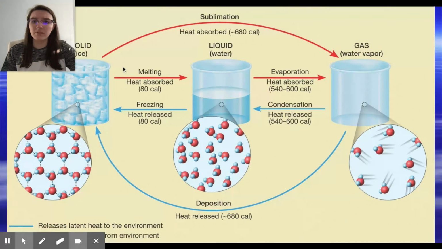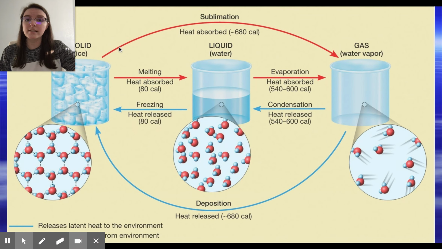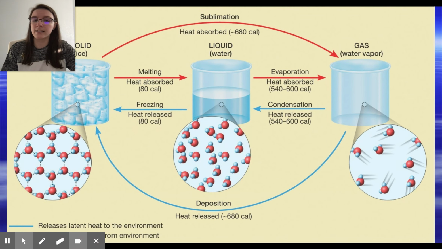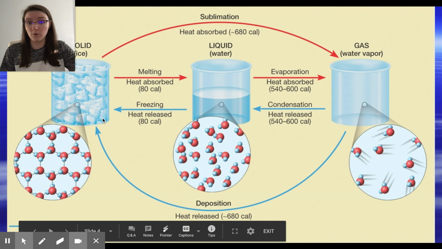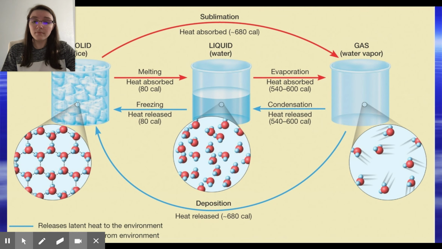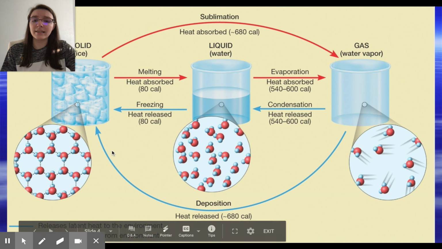So hopefully you're familiar: solid water is ice, liquid is water, and gas is water vapor. Solid can melt to become liquid, which can evaporate to become gas, which can condense to become a liquid, and freeze to become a solid, which can sublimate to go directly to gas, and deposit to go directly to solid. But this shows the latent heat that is being released.